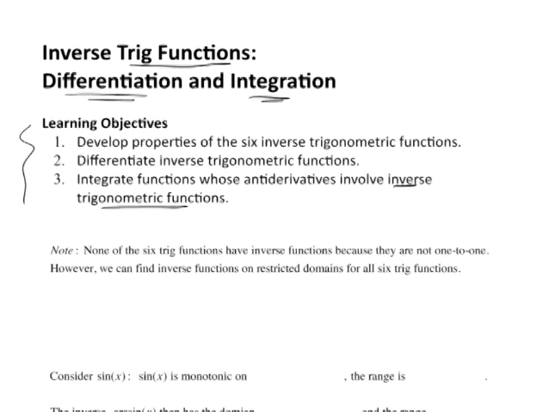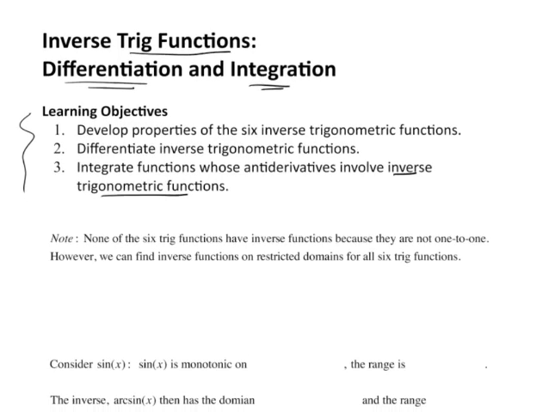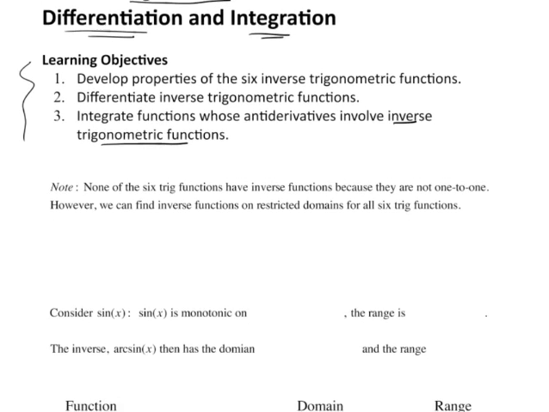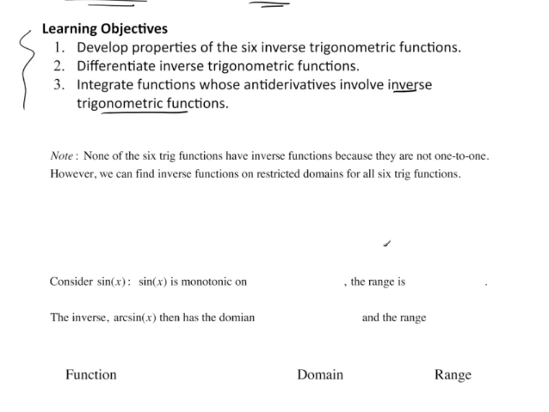Now, as a quick review for inverse functions, you know that a function has an inverse that is a function only if the original function is actually a one-to-one function. That does not satisfy any of the trig functions. None of the 6 trig functions actually have inverse functions because they're not one-to-one. However, we can restrict the domain and get a one-to-one relationship over a restricted domain.